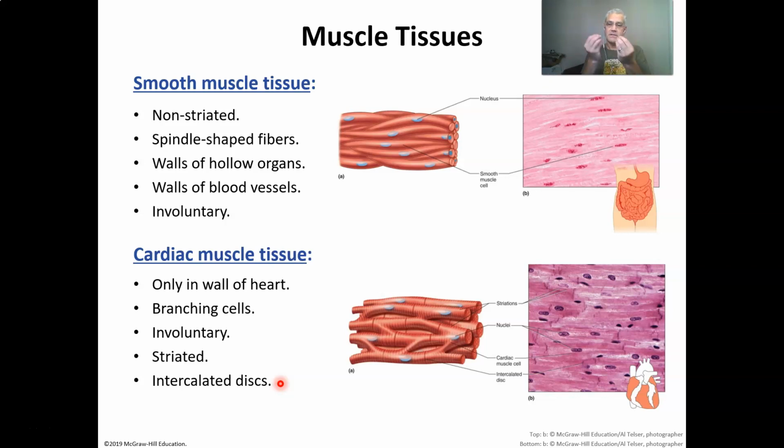That's what allows cardiac muscle to have a coordinated contraction: inside the intercalated disc are gap junctions that allow one muscle cell to communicate with the next muscle cell so that it can coordinate contractions. This does not happen in skeletal muscle. This does not happen in smooth muscle.